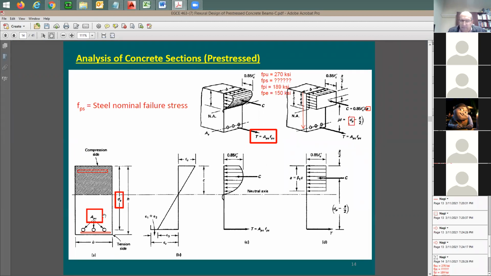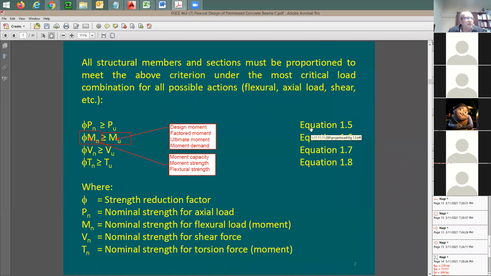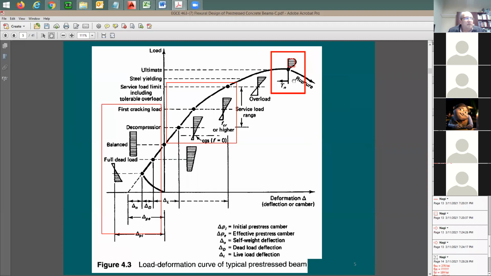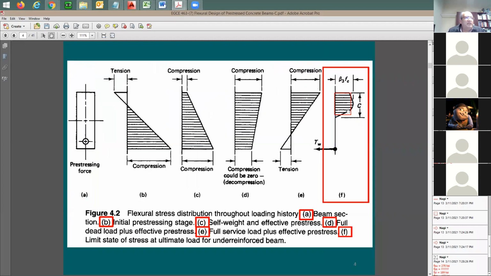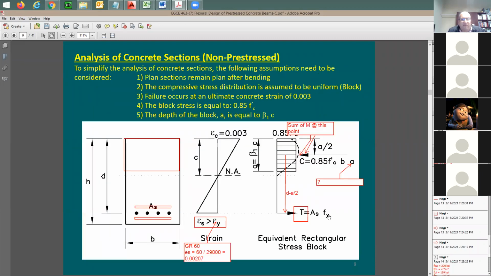So the FPS is like for service, right? Like the S? It is not for service. It's going to be for the ultimate point. It's going to be for the capacity point. If I may go back here. For example, when I go to any beam design, let me go to this beam design. What is FY? Is this for the service, or is this at the capacity point? The capacity point.